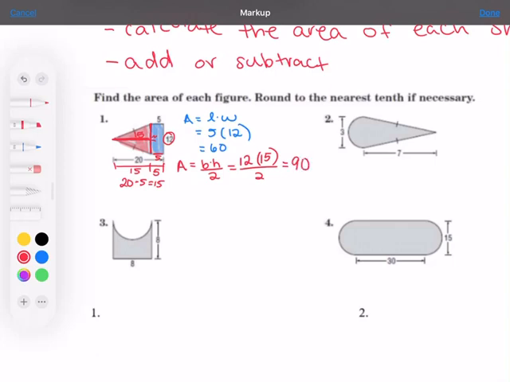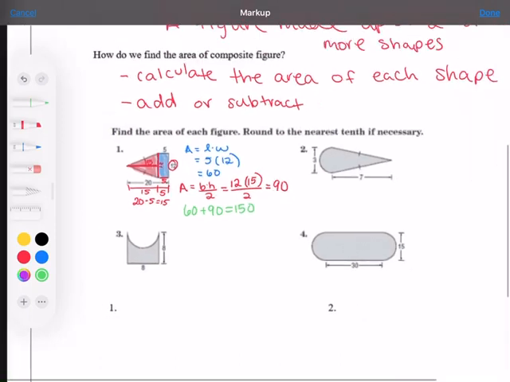So for this shape, we're going to have to add the two areas. So 60 plus 90 is equal to 150. If it gave us units, it would be units squared, right? Feet squared, inches squared, but they don't give us that, so I'm just going to leave it as the number for now. Alright, moving on. Let's take a look at number 2.